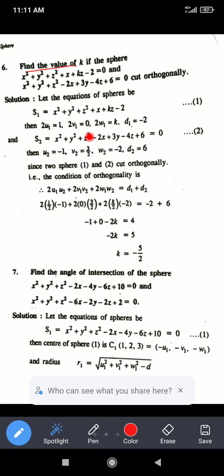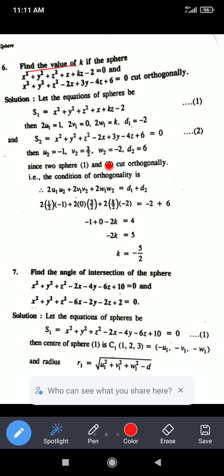Next, write down the other equation. That is S2 equal to x square plus y square plus z square minus 2x plus 3y minus 4z plus 6 is equal to 0. That is taken as equation number 2. Similarly, we can find the values of u2, v2 and w2. These are the namings. Here two spheres are there, so I am naming u, v, w as u1, v1, w1 and u2, v2, w2. These are the centers of the sphere equations.